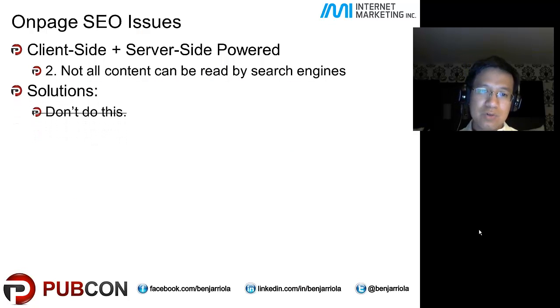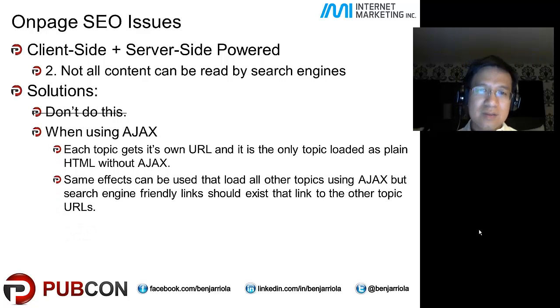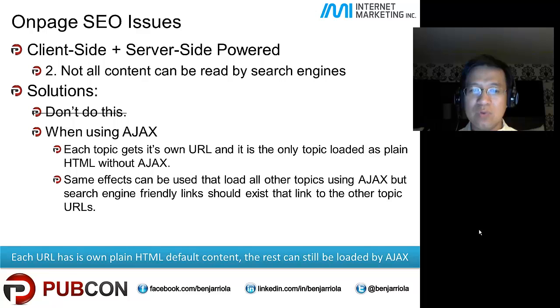So what is the solution? Again, I hate the solution: don't do this. Just because it's all powered by Ajax, you don't tell a client, don't use Ajax. There is a way to make Ajax SEO friendly. When you are using Ajax, the designated content for the designated URL should load as plain HTML and not use Ajax. Only when you have some other effects will it use Ajax. So the main thing here is each URL has its own default HTML content. Then the rest can be loaded by Ajax. Okay?